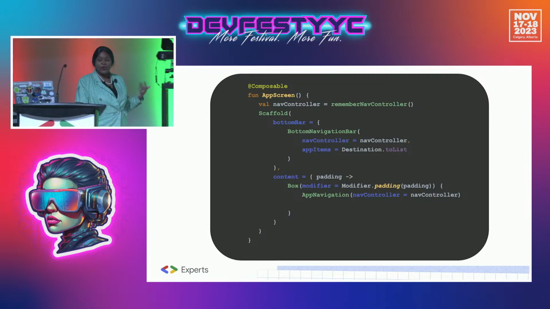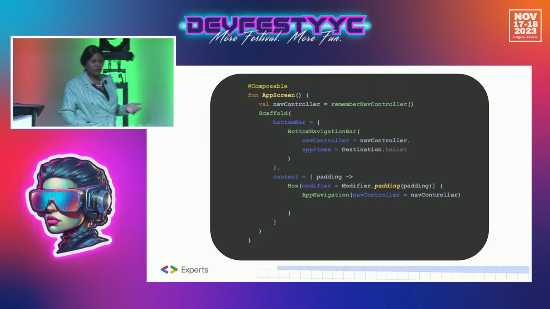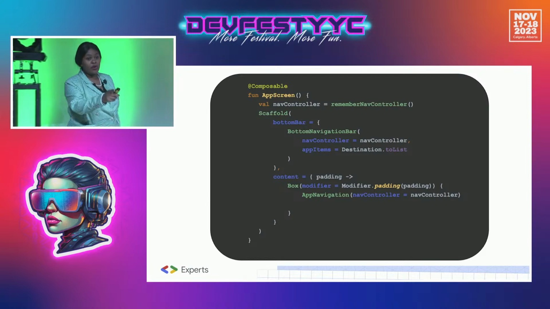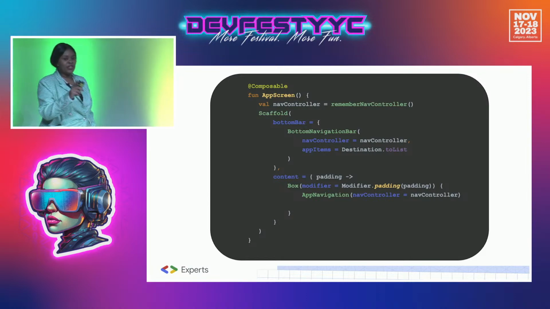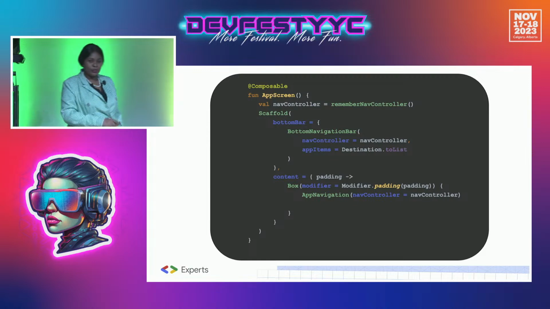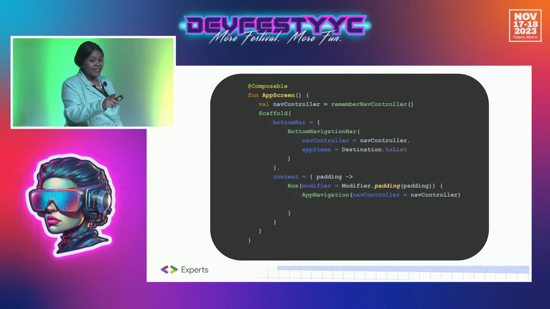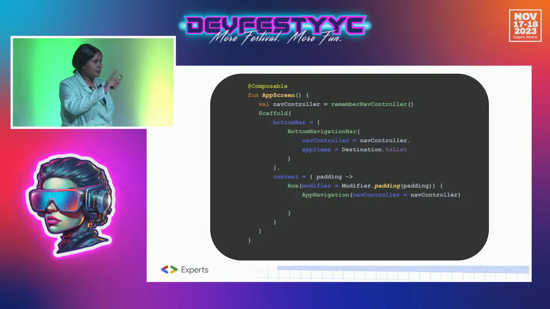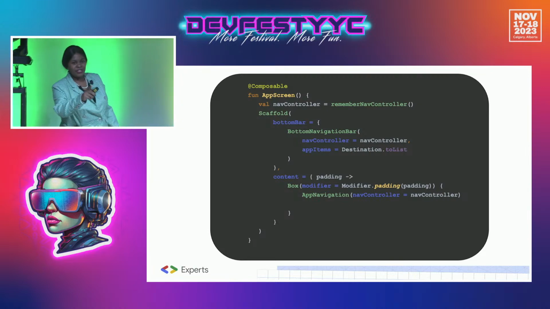So next, what we're going to look at is our bottom navigation. So if you see in the bottom navigation, we've created a composable called BottomNavigationBar. It takes in a NavController and the app items, which are destinations. Notice the companion object I created? That's what I'm calling it, appItems, which is Destination.toList.